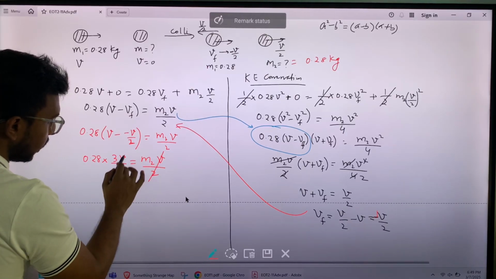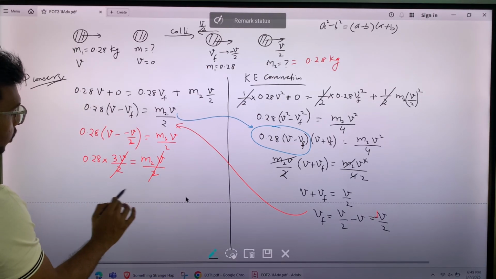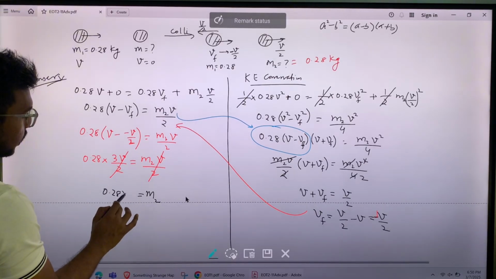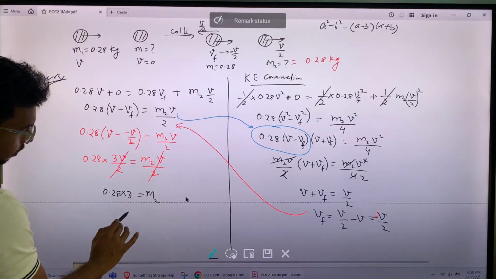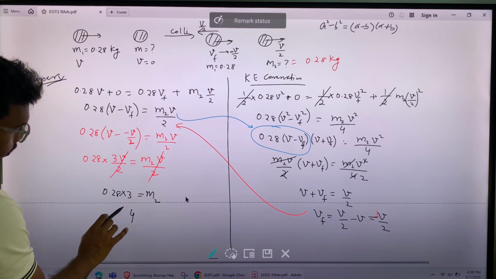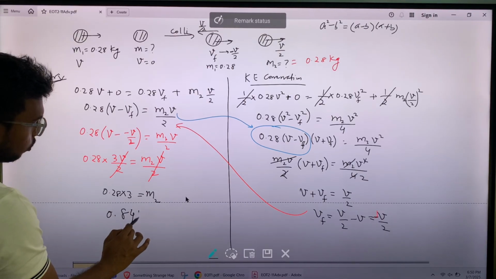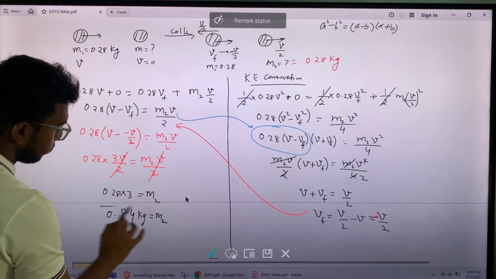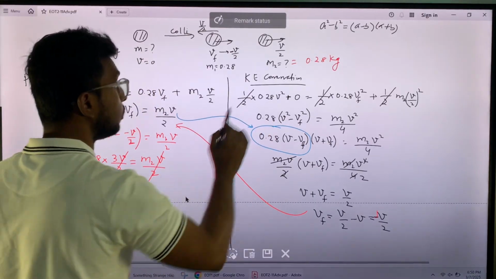Here it is v by 2, here also it is v by 2, so it cancels. I'm left with m2 comes out to be 0.28 times 3, which is 0.84 kilos. That is the mass of the second ball, 0.84.